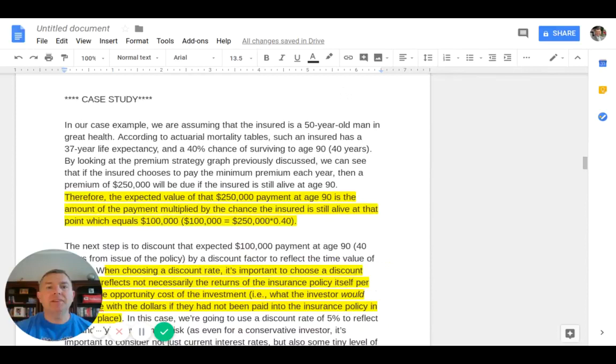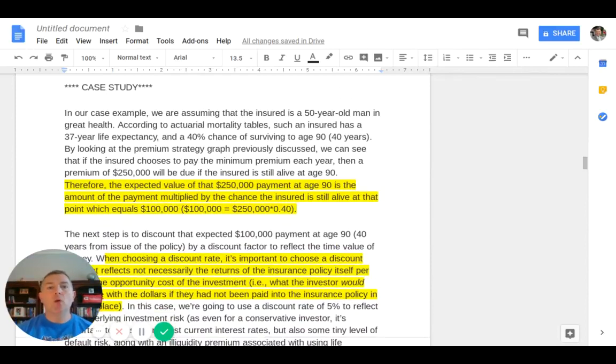In our case example, we are assuming that the insured is a 50-year-old man in great health. According to the actuarial mortality tables, such an insured has a 37-year life expectancy and a 40% chance of surviving until age 90, or for 90 years, because remember, he's 50 right now.